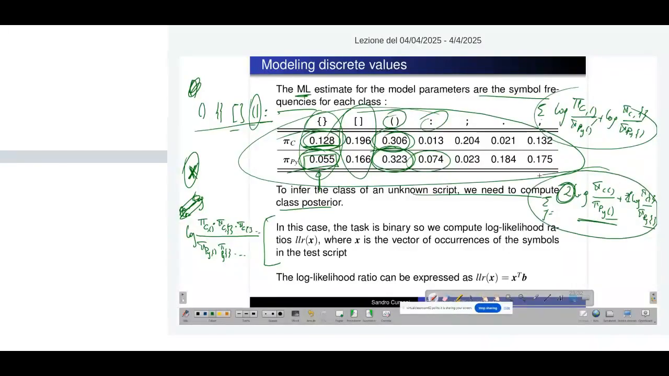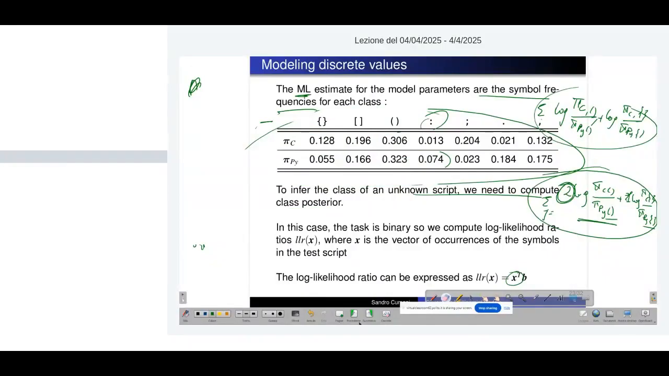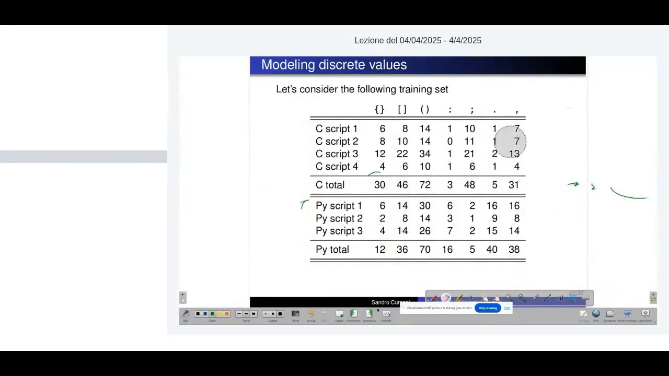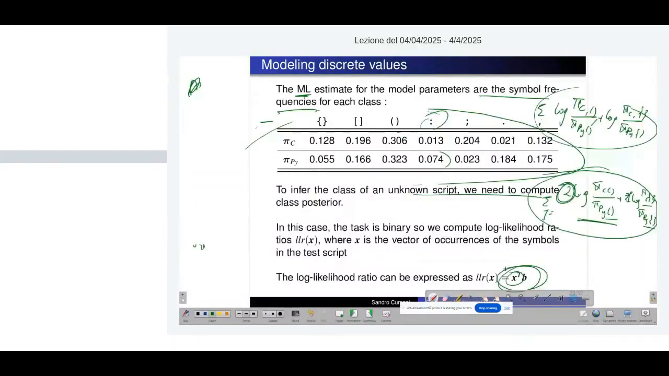If I use the second representation, I can represent my document in terms of the occurrences of each symbol. So, for example, my test document will be represented as one of these lines, the number of occurrences of each token in that document. Of course, it may have different values, but those will be the values for the C script. And then I can represent my log-likelihood ratio as a product of what? Number of occurrences of each word times the log odd of the corresponding word.